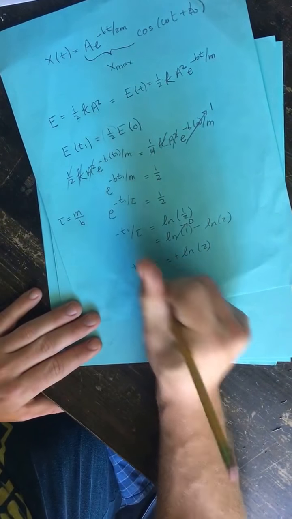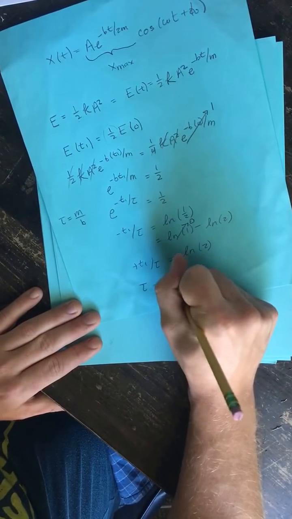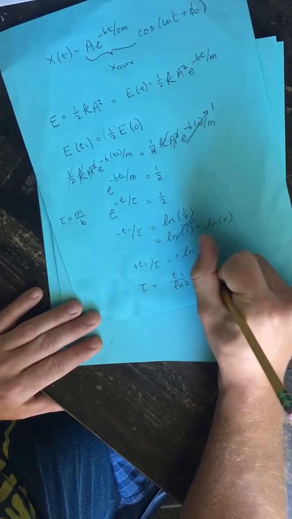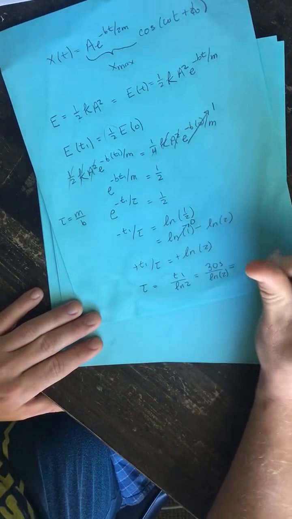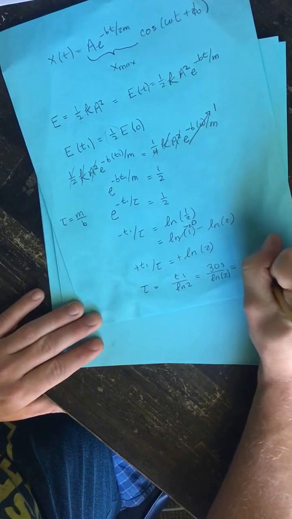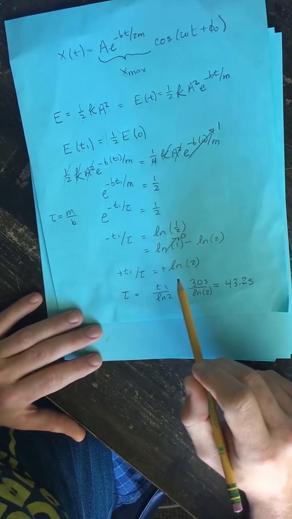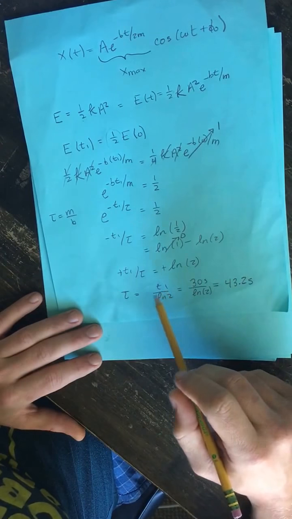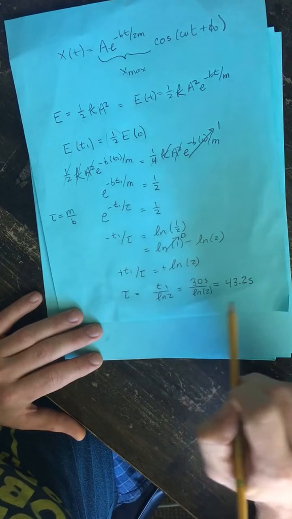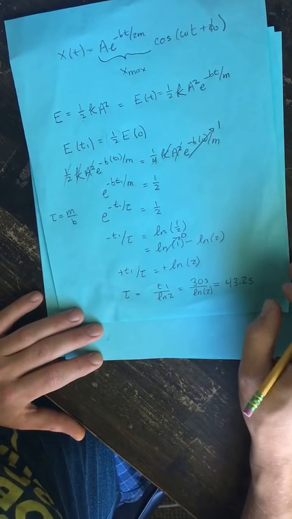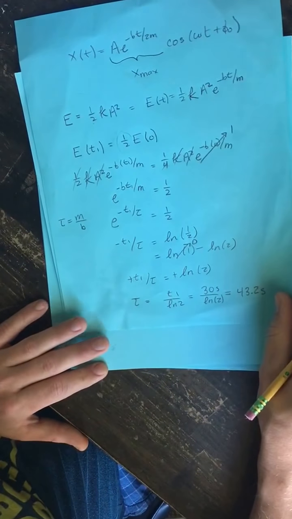Minus signs cancel, and we end up with tau is equal to t1 divided by the natural log of 2, which is equal to 30 seconds divided by the natural log of 2, which is equal to 43.2 seconds is our value for tau. So this makes sense. It says the energy is decreased by half in 30 seconds. Tau tells us the amount of time that it takes for the energy to be decreased to 37%. It's 43.2 seconds, which is slightly longer than the 30-second fact that we were given, so that makes sense.